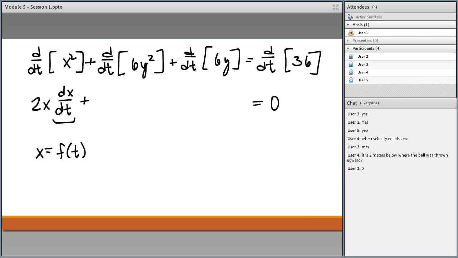What about the second term? What do we get? Well, the same idea. I'm going to take the 2 to the front and subtract 1 from the exponent. So I get 12y, but what else do I need? Very close. I need dy dt rather than dx dt, but very, very good. So the derivative of y with respect to t.